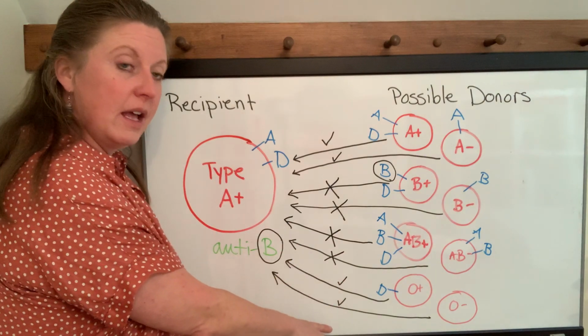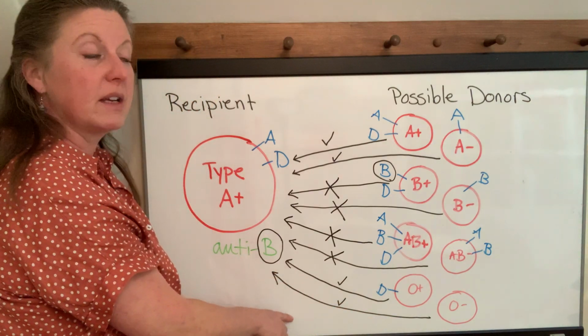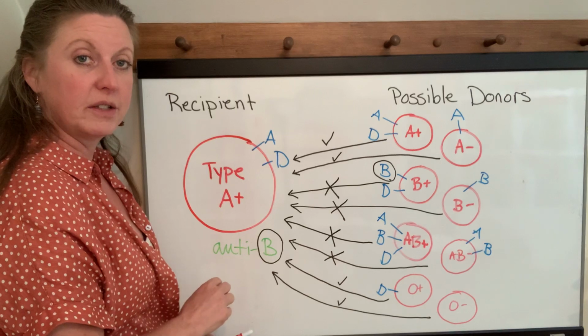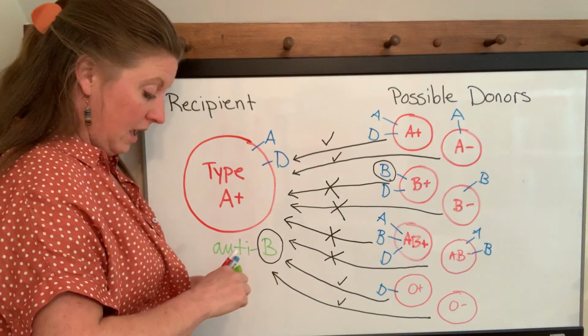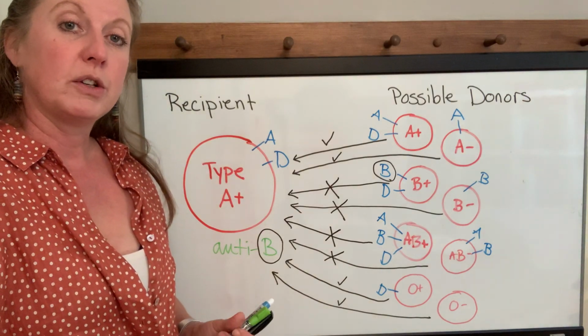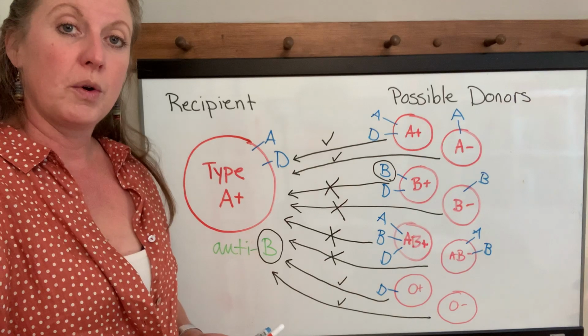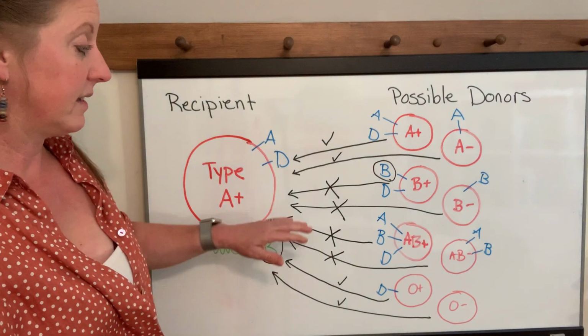Type O blood, especially O negative, is considered the universal donor because everybody can get that blood type. It doesn't matter what blood type they have. Okay. All right. Normally I would do lots more examples of these, but I want you to try to do some of them on your own and some of them in the worksheet. But this is how I set it up.